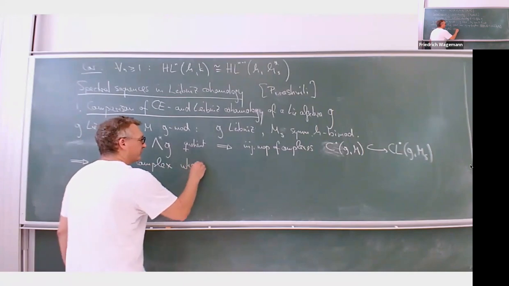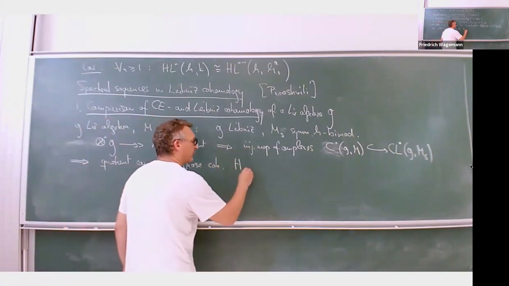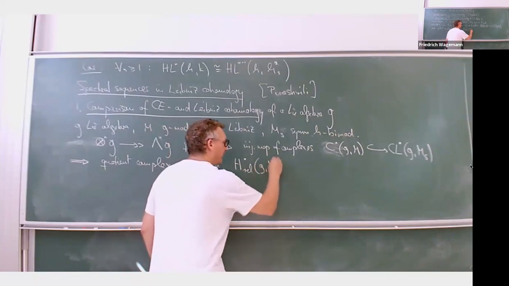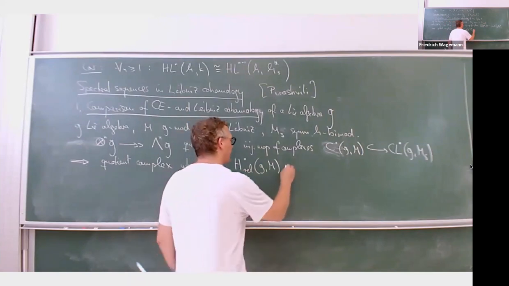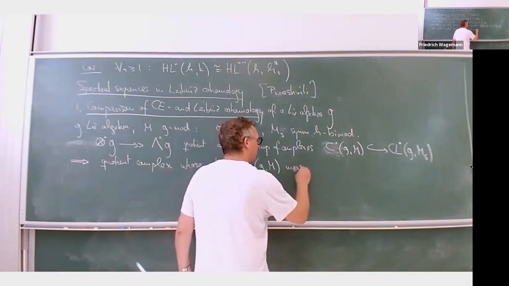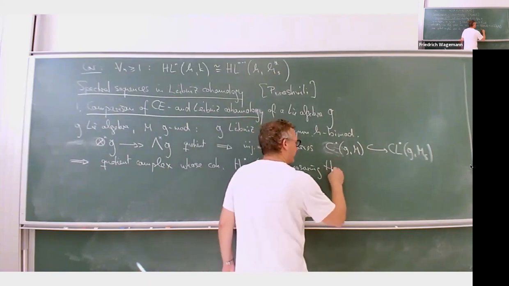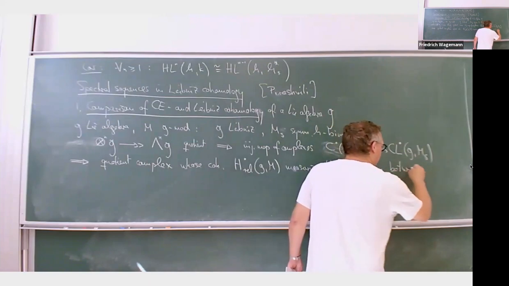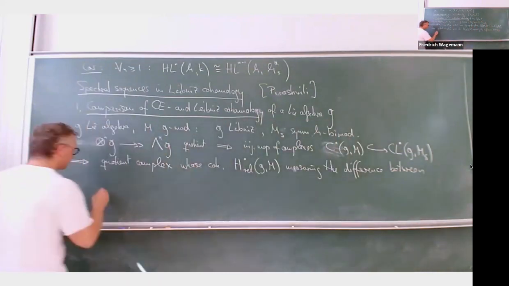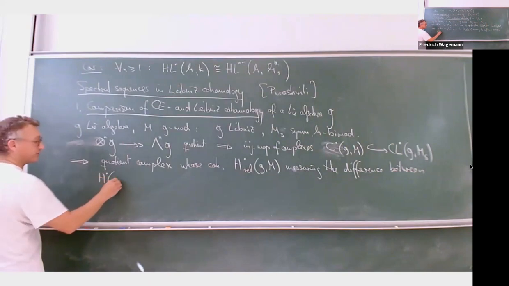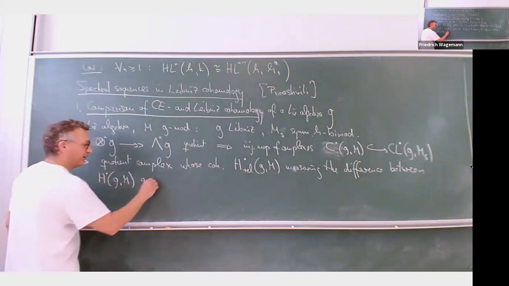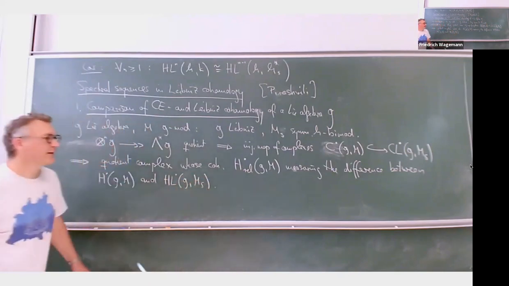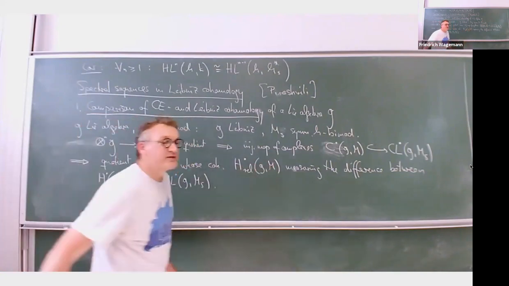This cohomology is denoted relative cohomology, G M, measuring the difference between H CE of M and H L. And how does it measure this difference?